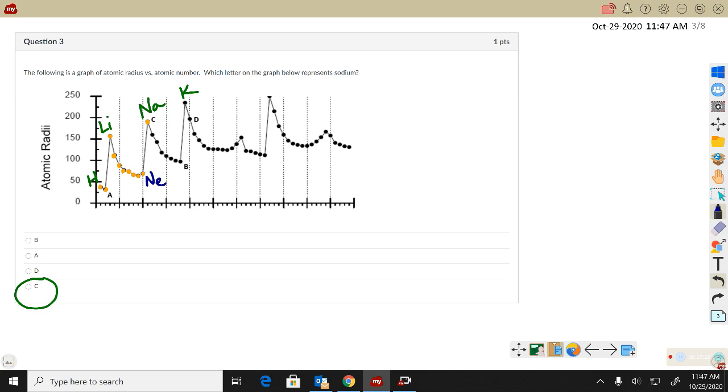Going across, the radius decreases because of the stronger attraction between the nucleus and the electron cloud. But going down a group, the radius increases because of the higher energy levels. So it's all summarized on this graph. Pretty cute, huh?